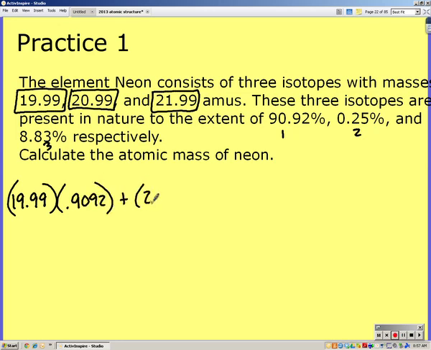For your second isotope, make sure that you also divide the percent by 100. A lot of people miss this problem because they just see that it's already a decimal and so they don't divide by 100. You have to divide by 100 because all your decimals have to add up to 1, just as a percent would add up to 100.